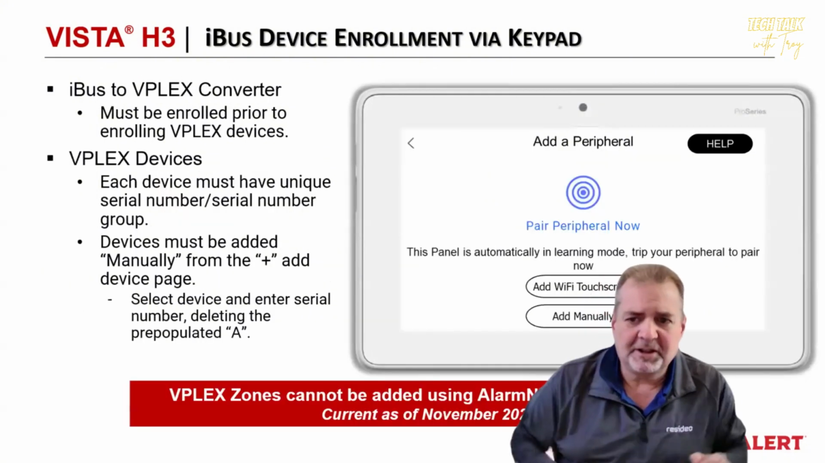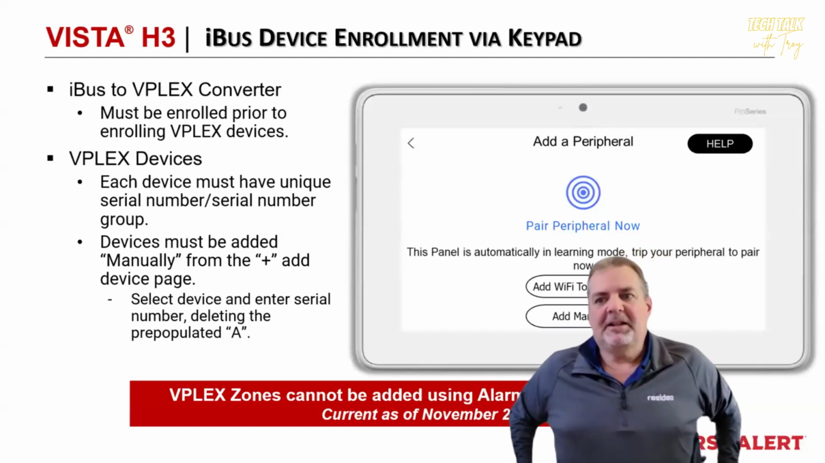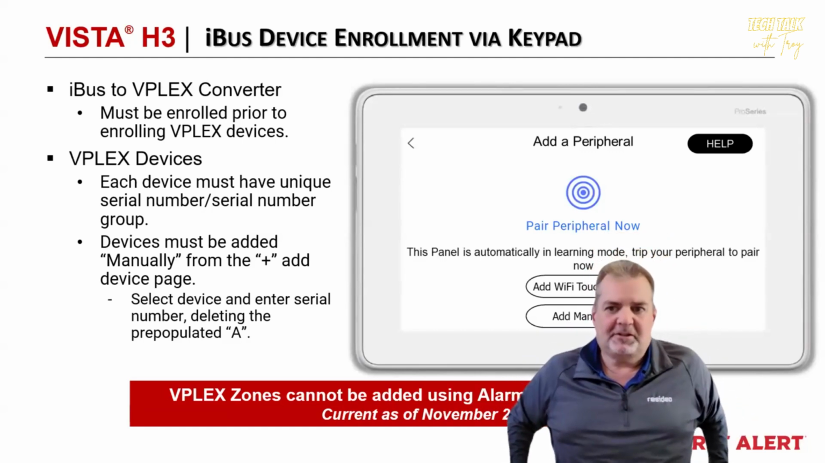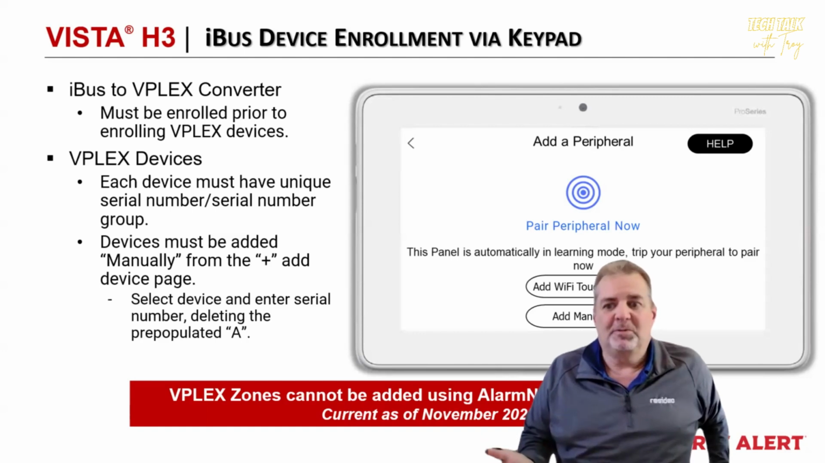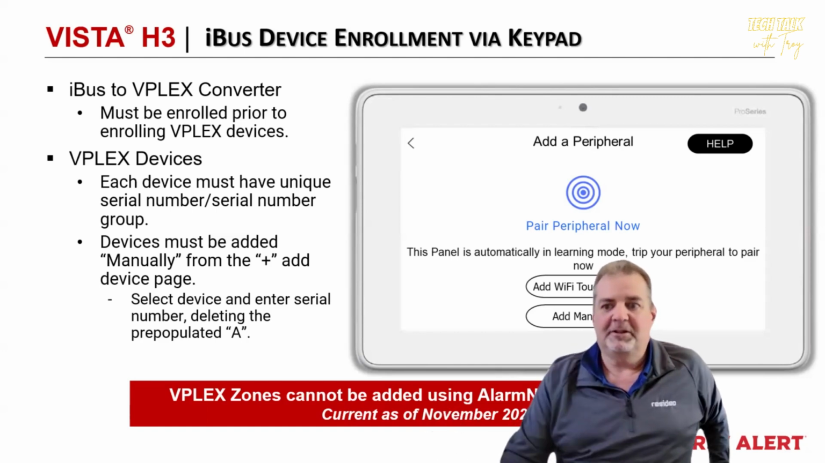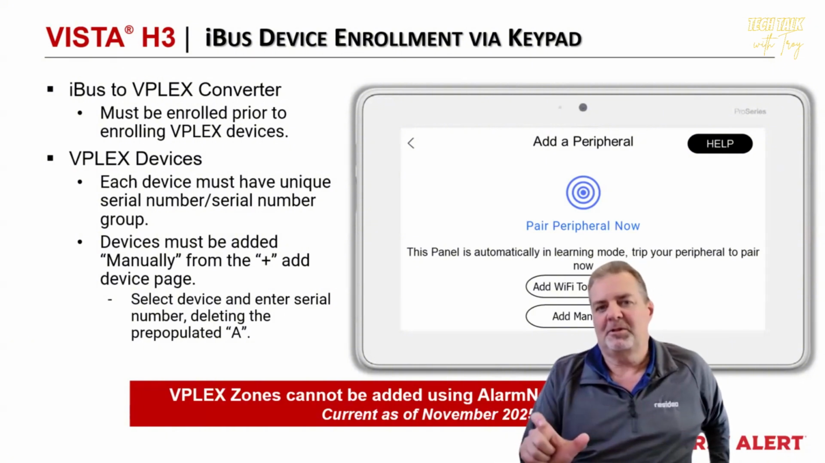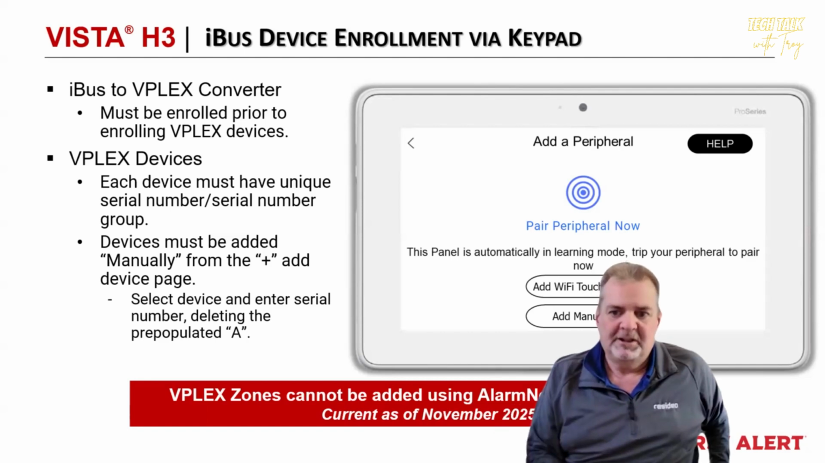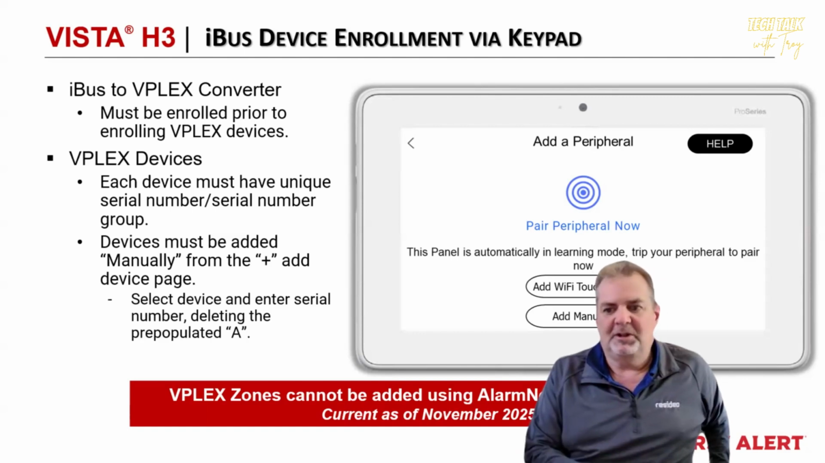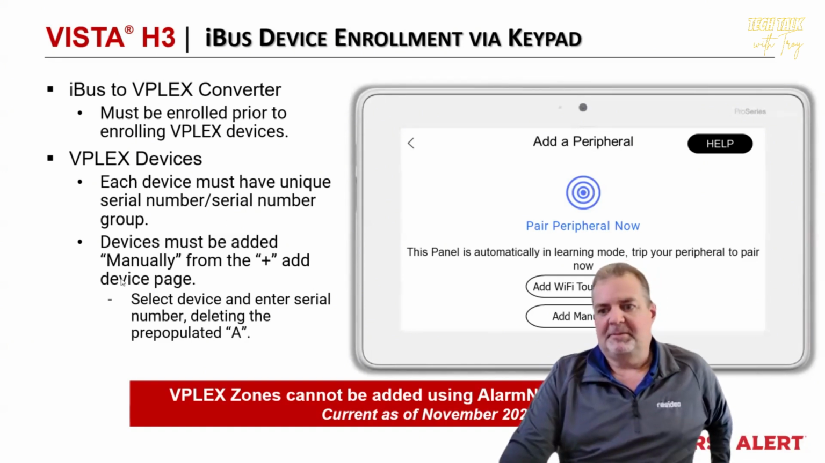Now, going a little further to the Vplex converter. When you're enrolling a Vplex converter, again, it does enroll using the learn mode for adding a peripheral. Of course, this only works for serial mode devices, so you need to make sure that each device has a dip switch set to a specific serial number group. If you have a dip switch mode device, that device will either need to be switched over to serial mode or replaced with a serial type device.